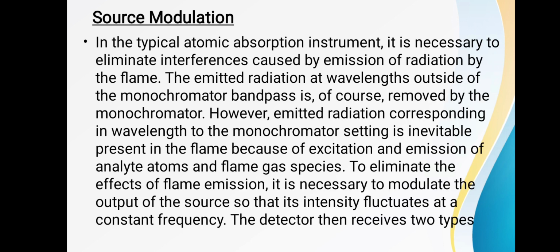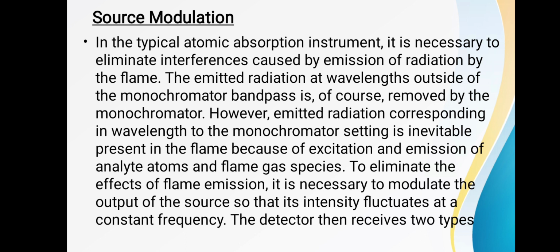Source modulation. In the typical atomic absorption instrument, it is necessary to eliminate interferences caused by emission of radiation by the flame. The emitted radiation at wavelengths outside of the monochromator bandpass is of course removed by the monochromator. However, to eliminate the effects of the flame emission, it is necessary to modulate the output of the source so that its intensity fluctuates at a constant frequency.